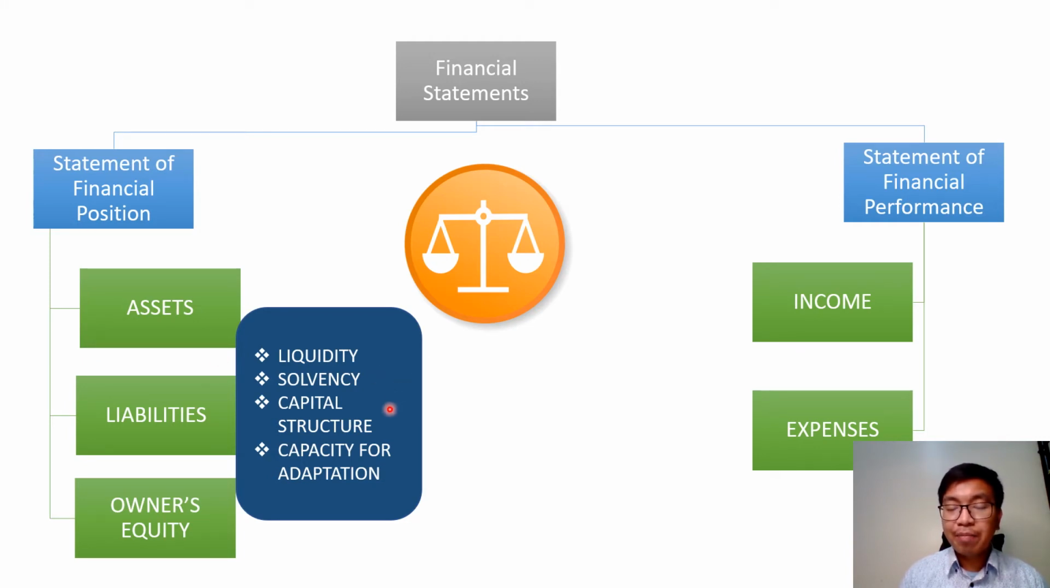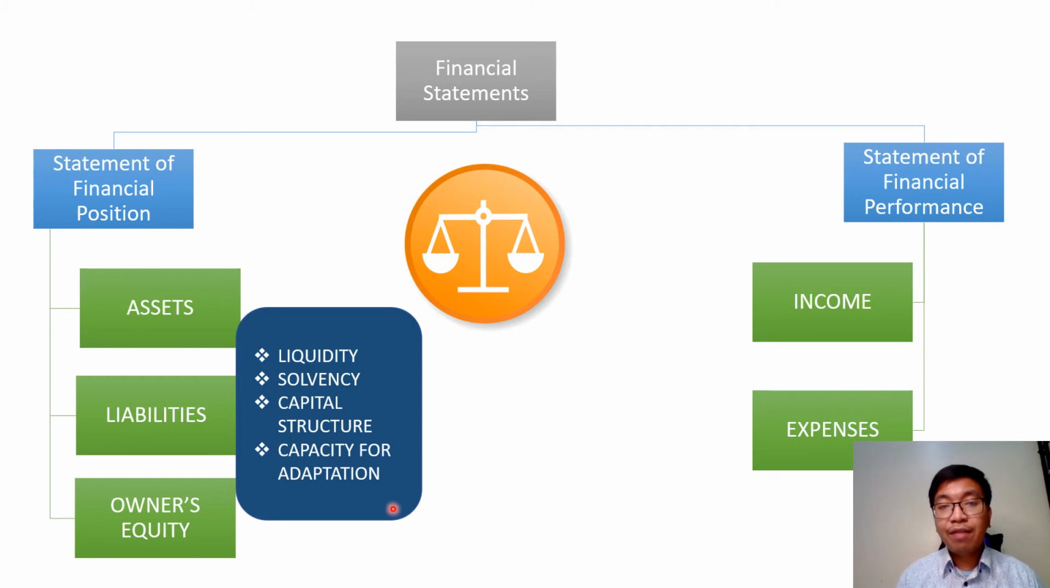The third one would be about capital structure. Capital structure refers to how the company finances the assets. So how much debt it is using, and how much owner's equity it is using or investing in financing the assets. That's why the accounting equation is assets equal liabilities plus owner's equity, because it's the liabilities and the owner's investment that will finance the acquisition of assets.